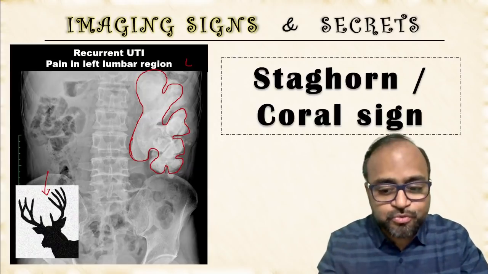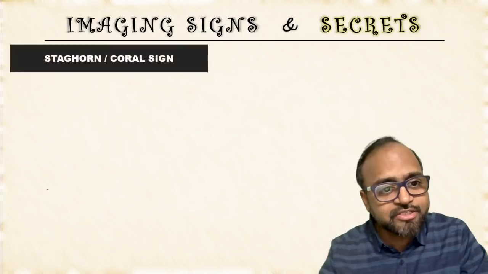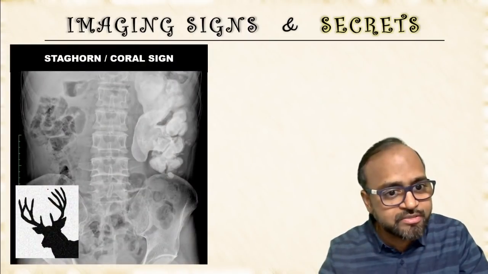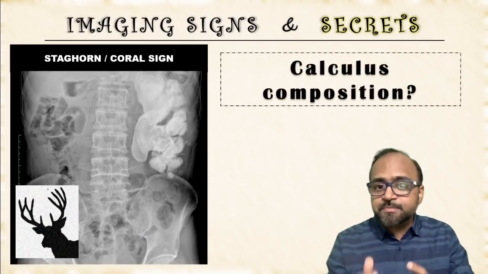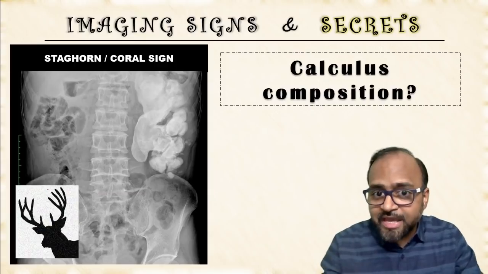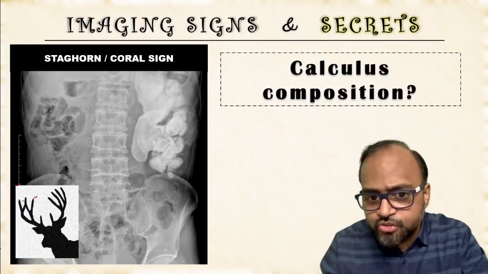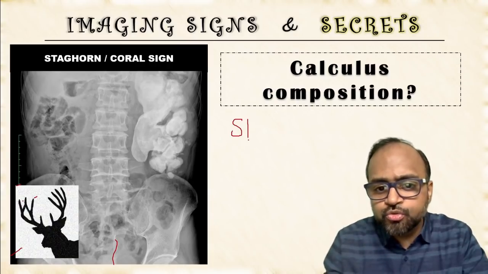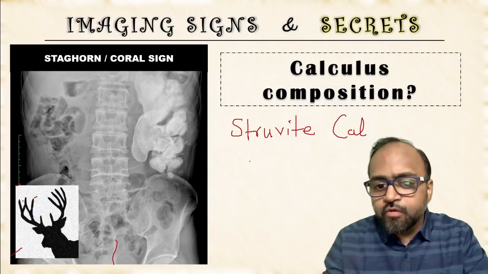Now, let us take a few steps ahead and look at a few secrets related to this particular condition. So this is the staghorn sign appearance or coral sign. I am going to discuss now the composition of this particular calculus. Remember, this calculus, because of its composition, is also known as the struvite calculus. Struvite calculus. What is this struvite?